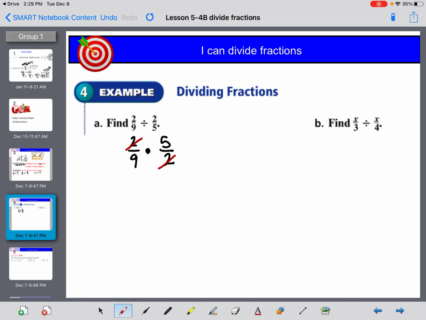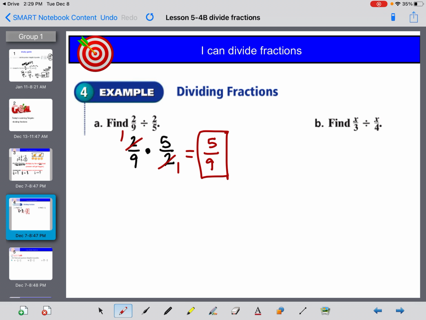So for example, do you see that 2 and 2 can be simplified before I go and multiply across? They have a common factor of 2. 1 times 5 is 5, and 9 times 1 is 9. 5/9.